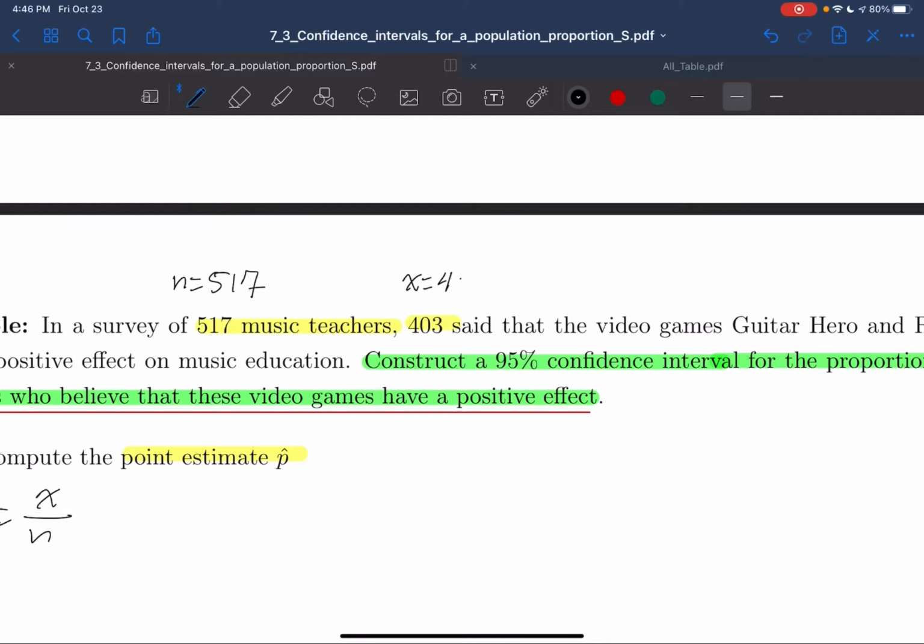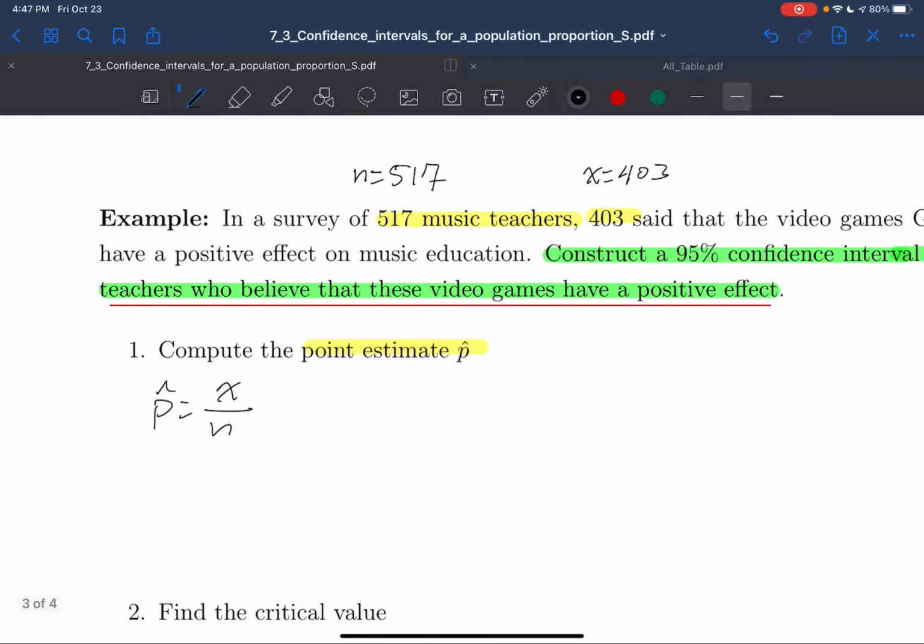403. So our p hat, our point estimate, is going to be 403 all over 517. And this is going to be 0.779497.